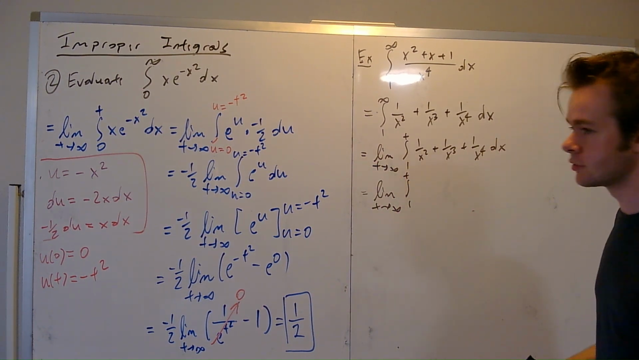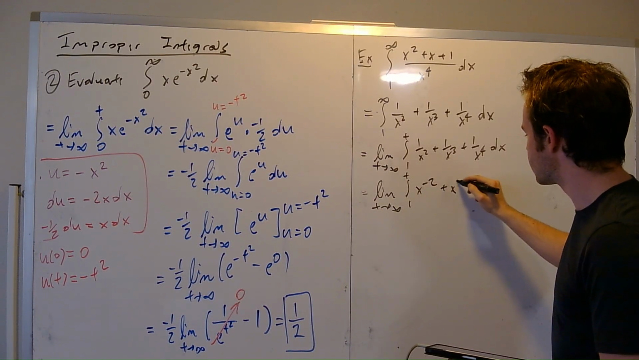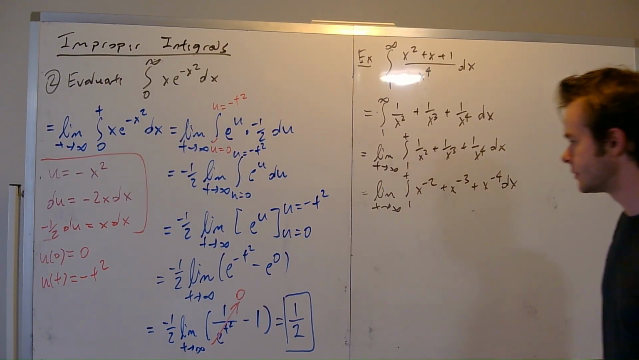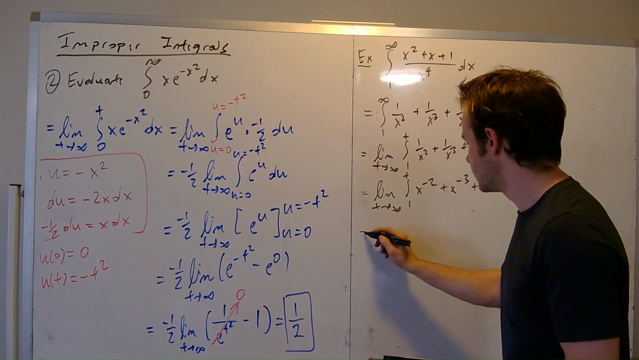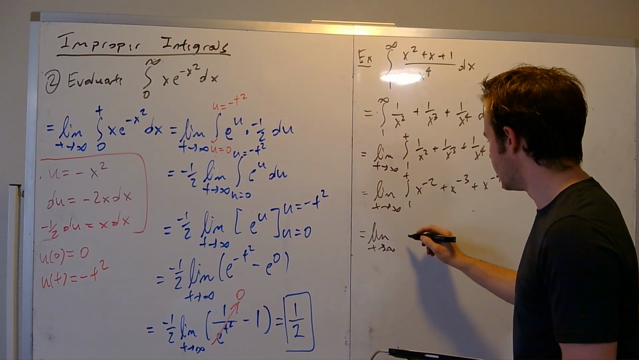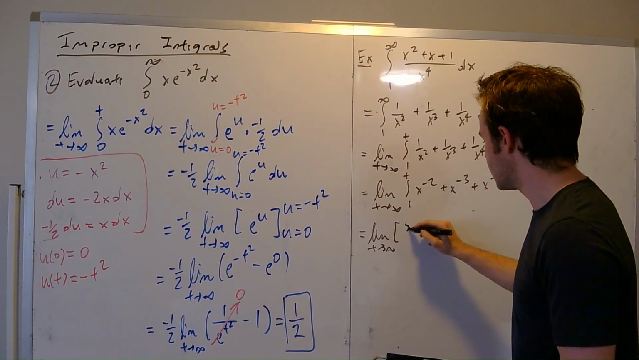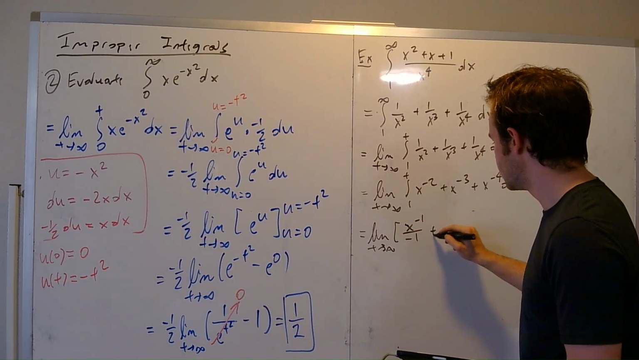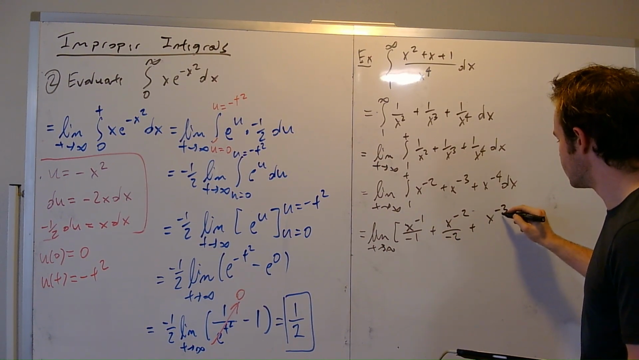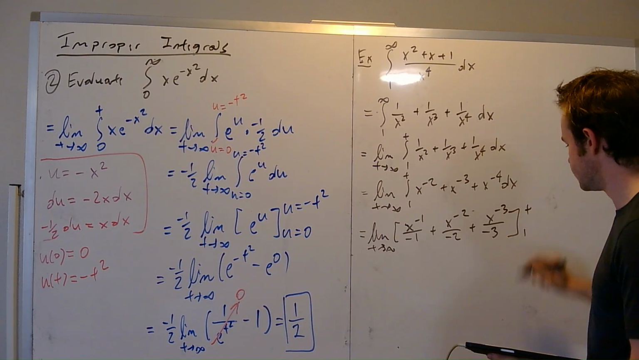So 1 over x squared, that's the same thing as x to the negative 2. This is x to the negative 3. This is x to the negative 4 dx. Now we can take our integral. So this is the limit as t goes to infinity of x to the negative 1 over negative 1 plus x to the negative 2 over negative 2 plus x to the negative 3 over negative 3, evaluated from 1 to t.